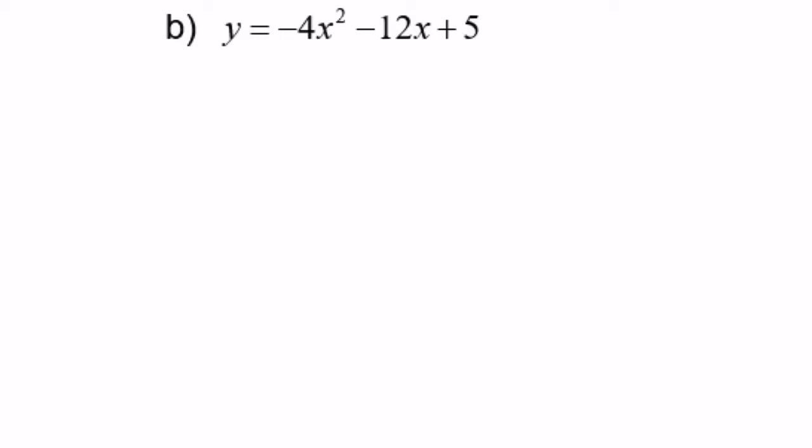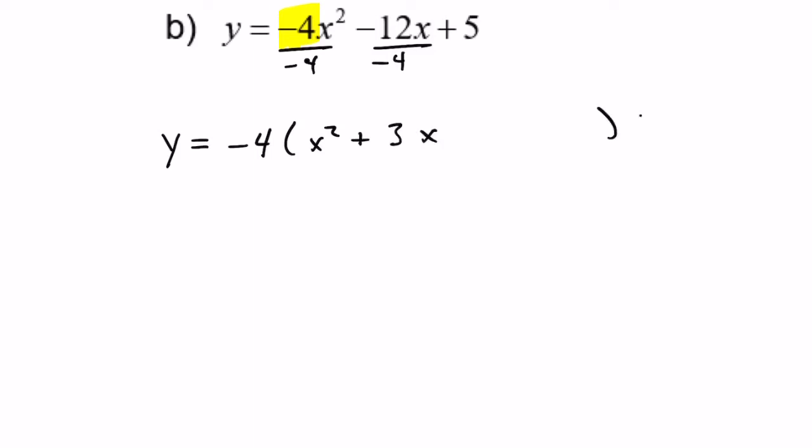Okay, again, I'm going to complete the square. Y equals negative 4x squared minus 12x plus 5. First step, I need to factor the negative 4 out of the first two terms. So this is going to be y equals negative 4, and then divide the first two by negative 4, and I get x squared. Negative 12 divided by negative 4 is positive 3x. Give yourself space, and then plus 5 goes outside.